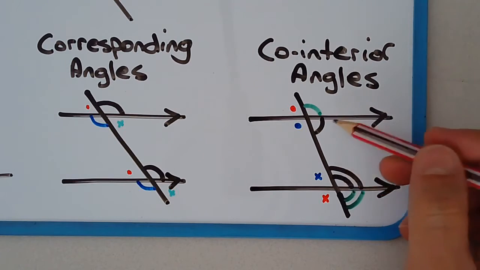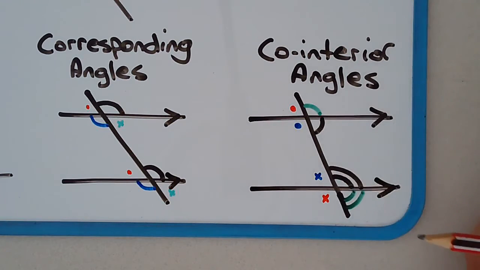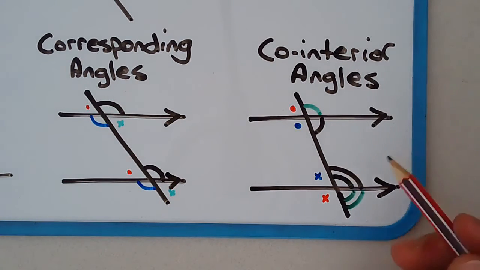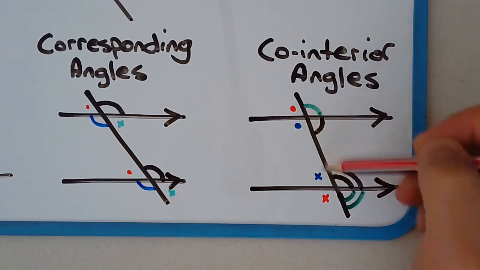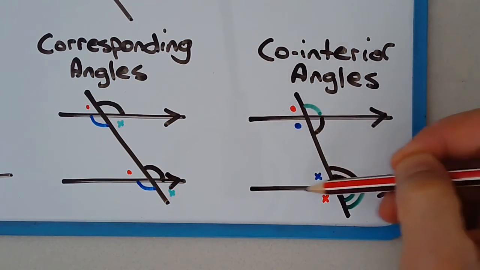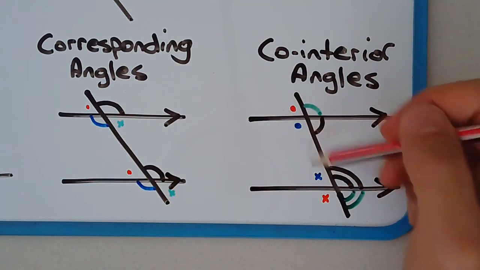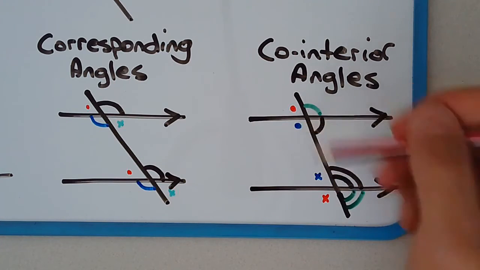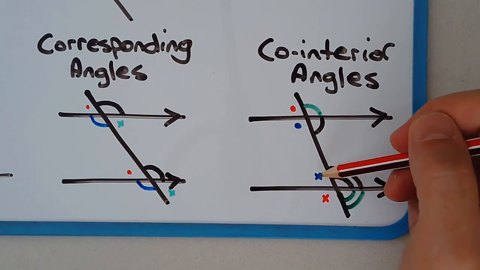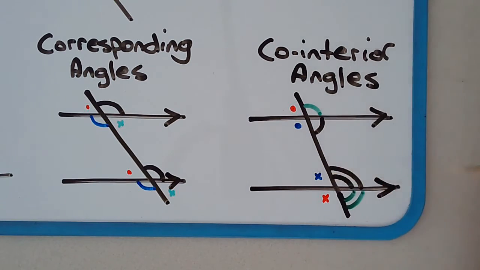The only thing with co-interior angles is that the sum of the co-interior angles is 180 degrees. They are in fact supplementary. The blue dot and the blue cross, again, they fit inside the parallel lines, and on one side of the transversal, they add up to 180 degrees. The only time where the dot and the cross would be equal in size would be if they were both 90, so 90 plus 90 would be 180, but that's not always the case.